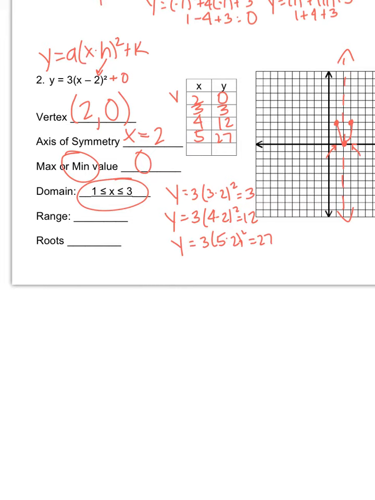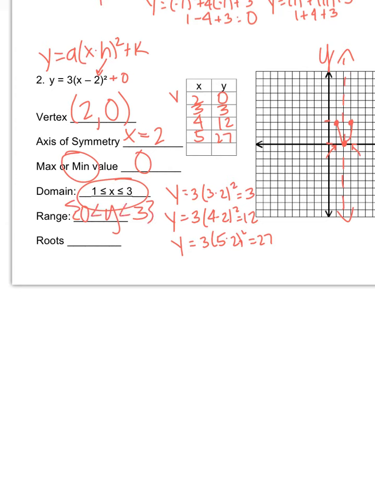Now, when you're finding your range, you're only looking at the new parabola that you have, so whatever you erased. So looking at the range, look at your y-axis, and notice that its smallest value is 0 and it goes all the way up to 3. So your range is in between 0 and 3. So 0 is less than or equal to y, which is less than or equal to 3.